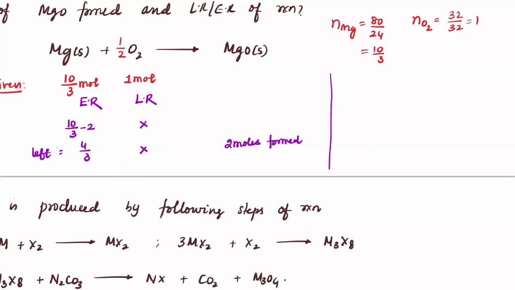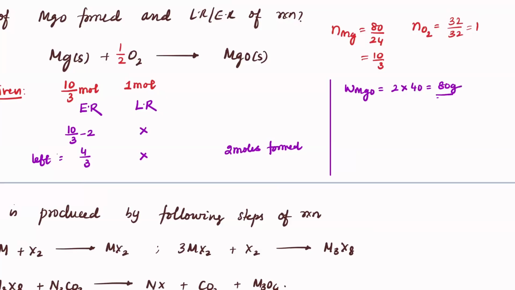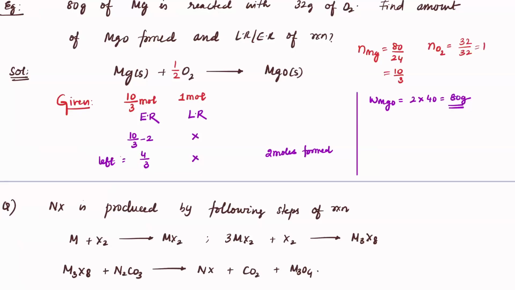Therefore, from here I can write the weight of MgO will be equal to 2 moles into molar mass. Got it? Which is 40. Clear? So how much is the molar mass? How much is the weight now? 80 grams. So we'll get this as 80 grams of MgO here.